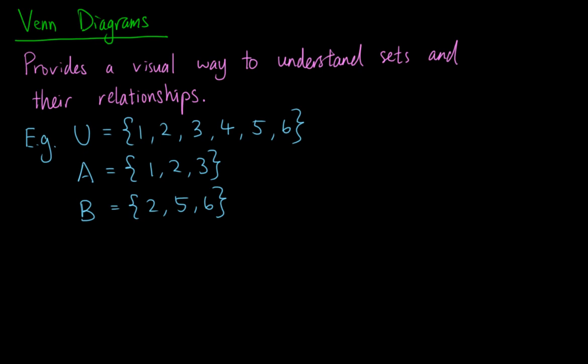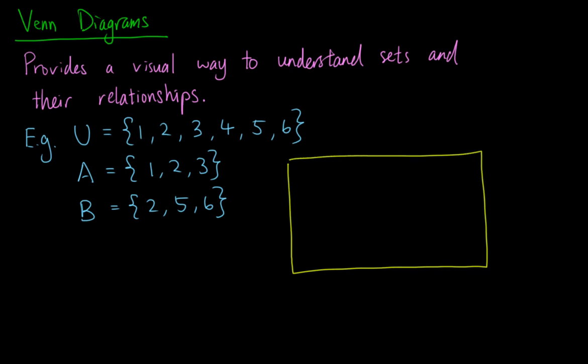To describe the relationship between the sets U, A, and B, we first draw a large rectangle representing the universal set U. This gives a boundary on the sets and elements, so we just have to focus on drawing sets and elements inside. Let's draw a circle to represent the set A.